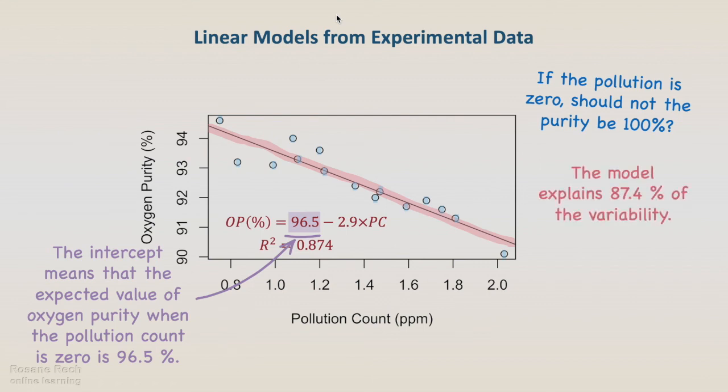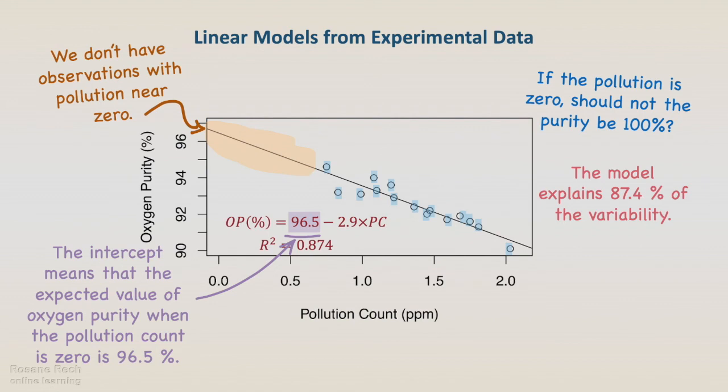First, the R-squared is 0.874, meaning the model explains only 87.4% of the variability. The pollution count does not explain around 12.6% of the purity behavior. The second and fundamental reason is we don't have observations with pollution near zero. We don't know if the model is still valid for very low pollution count. Maybe the relationship between purity and pollution count is different there.